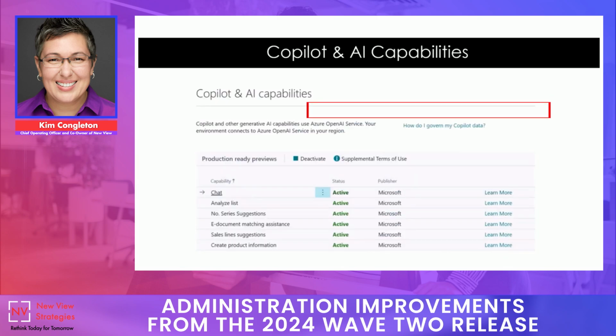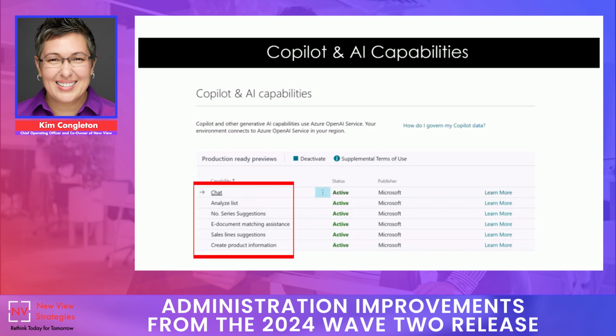One of the pages I want to talk about is the Copilot and AI capabilities. There is a page where you can actually administer this. So when you look at the page, you can see there's production ready previews. So all of these would be in preview: chat, analyze list, number series, e-document matching, sales line suggestions, create product information. You can go to this page as an administrator and you can activate or deactivate features as needed. One of the other things that you'll see on this page is generally available Copilot. What you'll see under there is marketing text and bank recs.